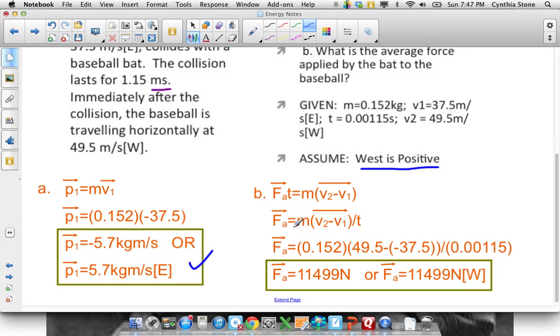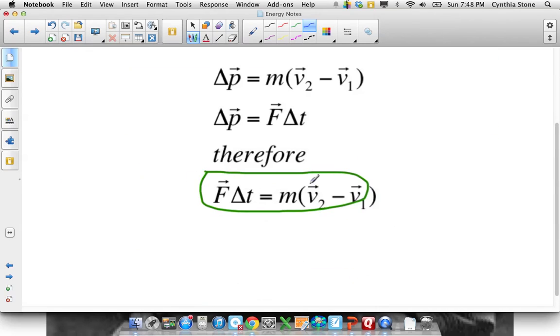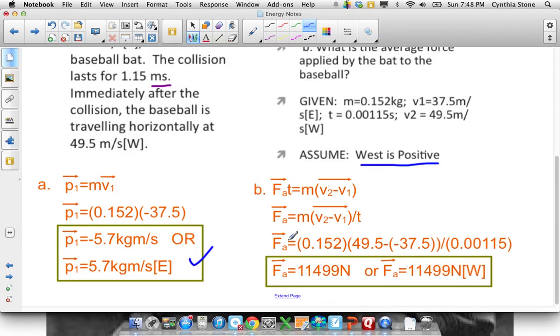This nice formula that we learned in the last one, this formula to find force. As long as you know t and you know initial and final velocities and mass, force is an easy thing to find, okay? So if you just follow through, you can see I'm just substituting in numbers.